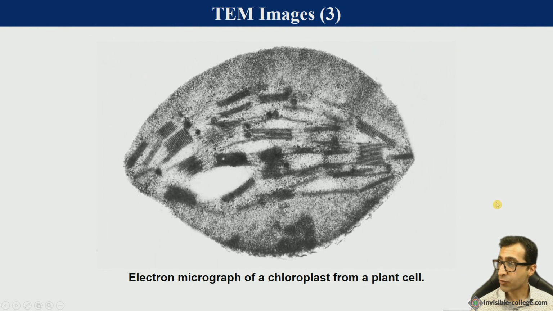Again, this is the electron micrograph of a chloroplast obtained under a transmission electron microscope. You can see the individual thylakoid membranes making up the grana. You can see the ribosomes here. You can see the starch grains. You can see the lipid droplets. And you can even see the lamellae between adjacent grana.